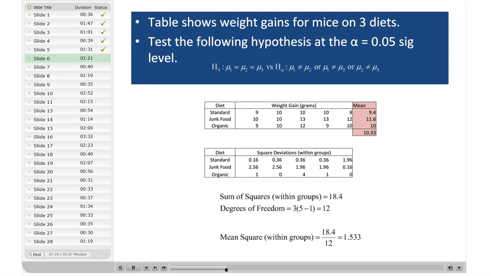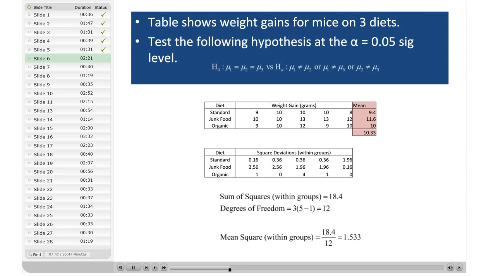So our standard group of mice has 5 mice in it. So the degrees of freedom for that group is 4. Then the degrees of freedom for the junk food group is 4. The degrees of freedom for the organic group is 4. So actually we have 12 degrees of freedom here. So in general, the way you're going to find the total degrees of freedom is just take each group size minus 1 and then add those all together. So we have 4 plus 4 plus 4 gives us 12.